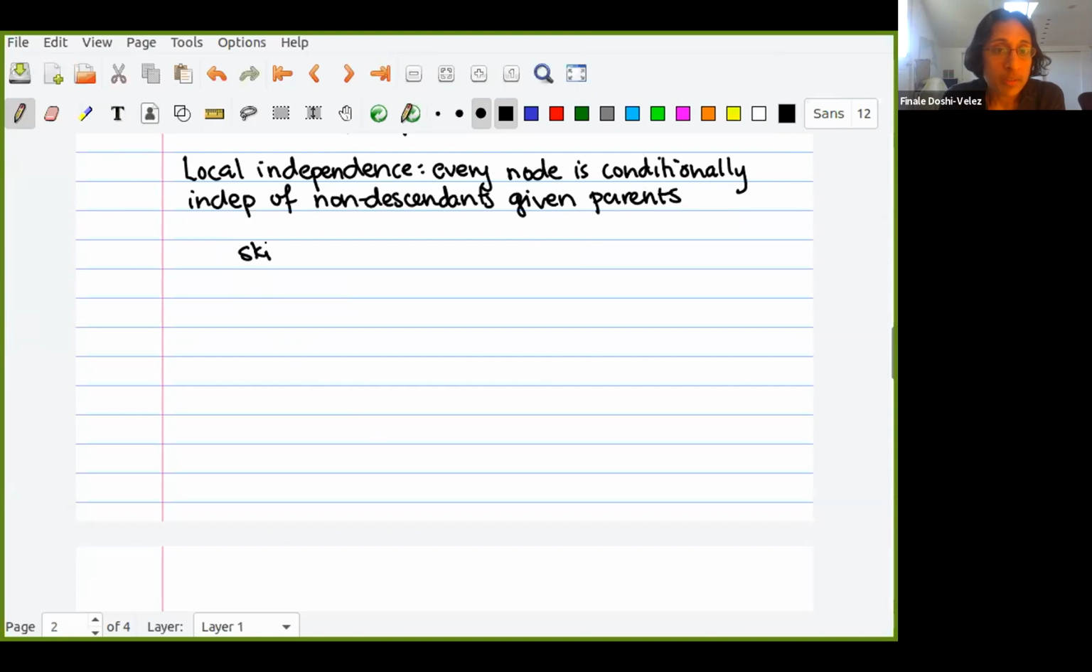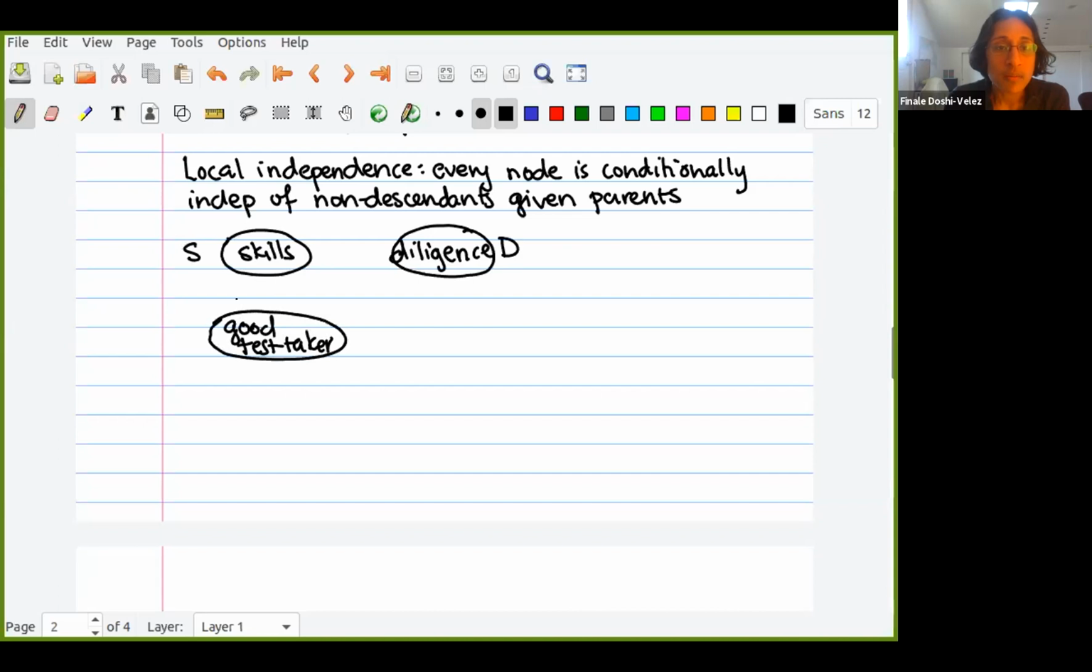So let's suppose we're thinking about a course, students in a course, and students might come in with some skills. They may also come in with some diligence or perseverance. I'm going to call this D. And then if you have certain skills, maybe that makes you a good test taker, because you have test taking skills. Maybe it doesn't take a lot of diligence, but you kind of have the knowledge. So okay, that makes you a good test taker. You have some know-how. There's also understanding the material.